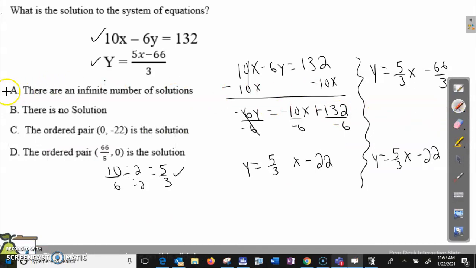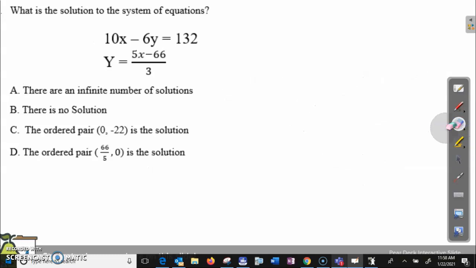The answer is indeed 8. So whenever they're both the same, they're right on top of each other. So make sure you guys copy this down, and let's transition to the next question. Let me go ahead and erase. Next question.